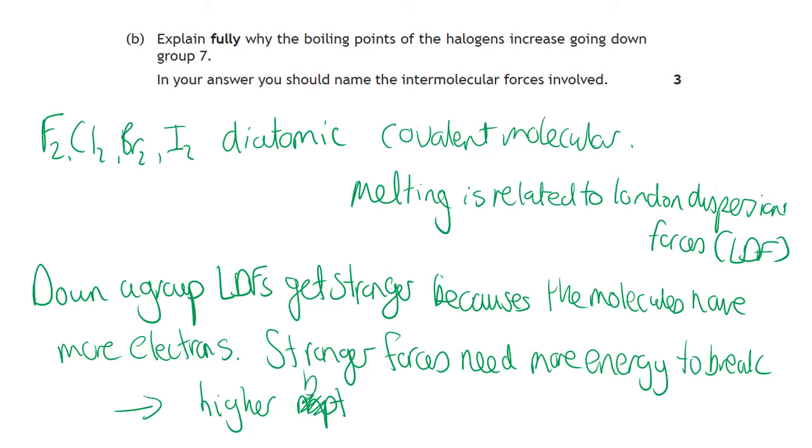So you have to identify what is the bonding in all the halogens. Well, they're diatomic, so they're covalent molecular. Remember, covalent molecular, think about London dispersion forces. Down a group, the London dispersion forces get stronger because you have more electrons, which means you need more energy.